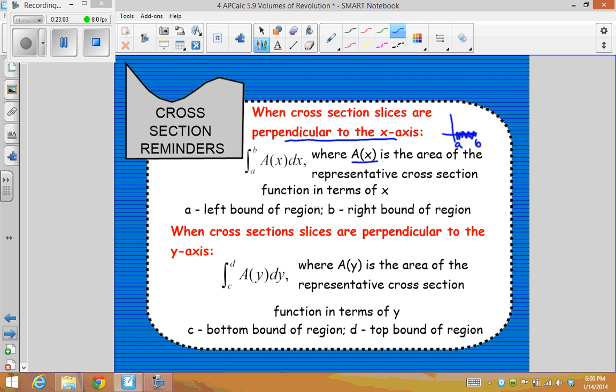If you're taking cross-sections that are perpendicular to the y-axis, in other words, when I look like this, my cross-sections are perpendicular right there, then that's going to be the integral from c to d of A of y. A of y is your representative cross-section. The function has to be in terms of y, and then your c and your d, just like when we were doing our other problems. Your formulas on these are not always pi and something squared like the others because you are not revolving anything. You find the area of the cross section.